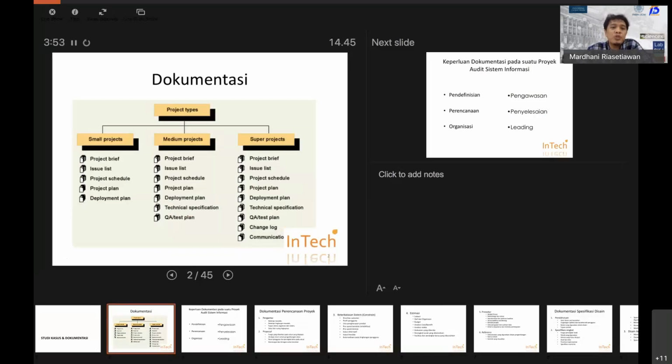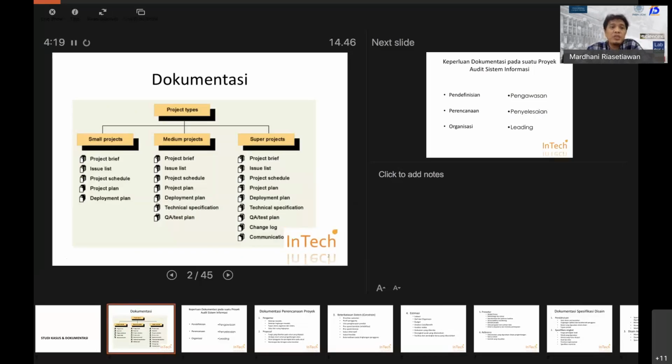And in the super project, we add something else like change log and communication documentation. So this is a very wide range of documentation that we need to pay attention to, to see that the documentation is clear enough, and we need to gather all information in there.